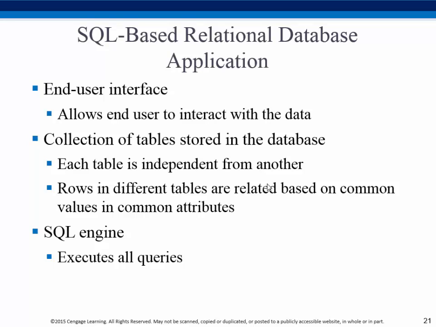Each table is independent. Rows in different tables are related by common values and common attributes. The SQL engine is largely hidden from the end user. The engine executes all queries or data requests. Keep in mind that the SQL engine is part of the DBMS software. The end user uses SQL to create table structures and to perform data access and table maintenance. The SQL engine processes all user requests largely behind the scenes and without the end user's knowledge. Hence, SQL is said to be a declarative language that tells what must be done but not how.